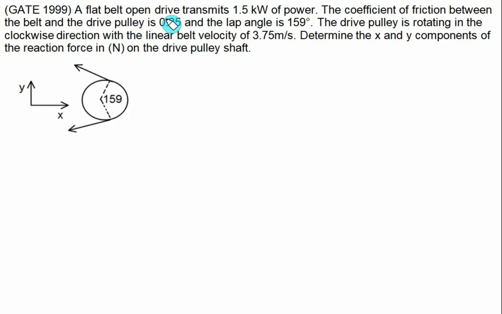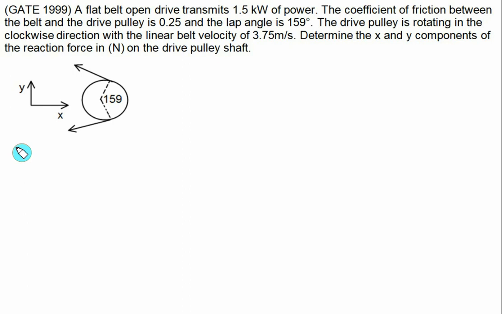A flat belt open drive transmits 1.5 kilowatt of power. The coefficient of friction between the belt and the drive pulley is 0.25. Lap angle is given as 159. The drive pulley is rotating in a clockwise direction with a linear velocity, that is the belt velocity, of 3.75 meter per second. Determine the X and Y component of the reaction on the drive pulley shaft.